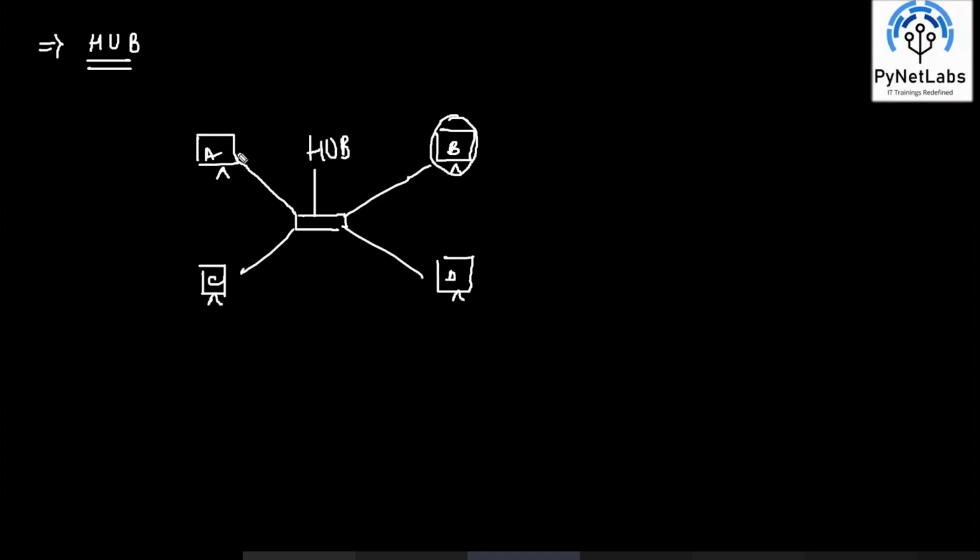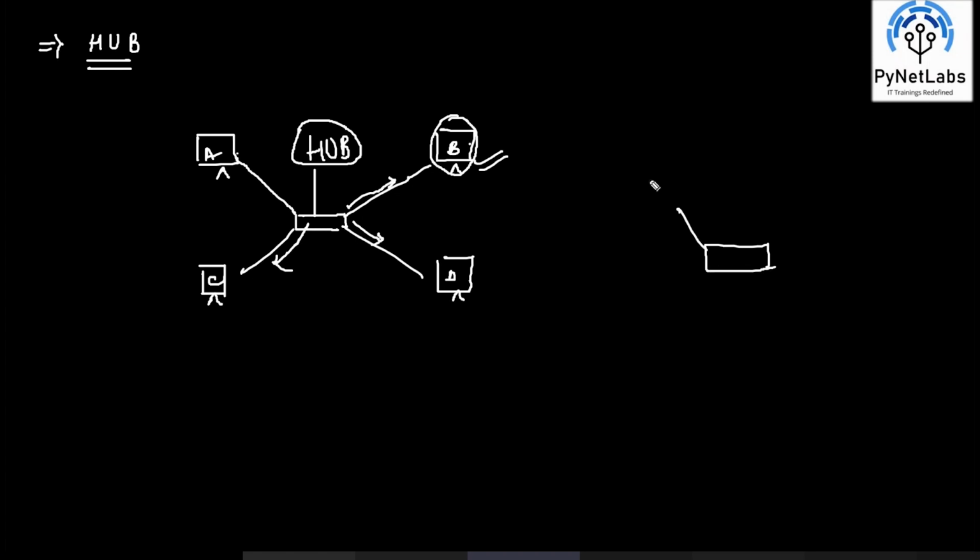So if A sends a message particularly for B, the hub will send it to C, to D and to B. Since the message is for B, B will accept it and D and C will drop the message. This is the reason hub is no longer in use. It leads to wastage of bandwidth, as every time you send something, the hub will broadcast it to everyone. But now, since switch is being used, switch works differently.